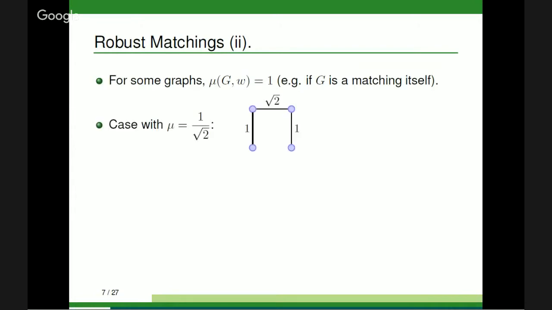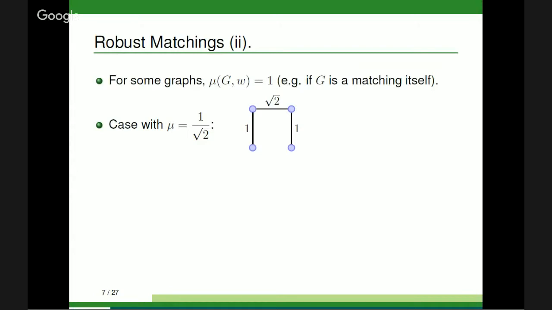So here is an interesting case. If you look at this 3-edge graph with weights 1, 1, and square root of 2, it's very easy to see that the robustness of this graph is achieved in a maximal matching. So you have to select either the 2 vertical edges or the horizontal one.